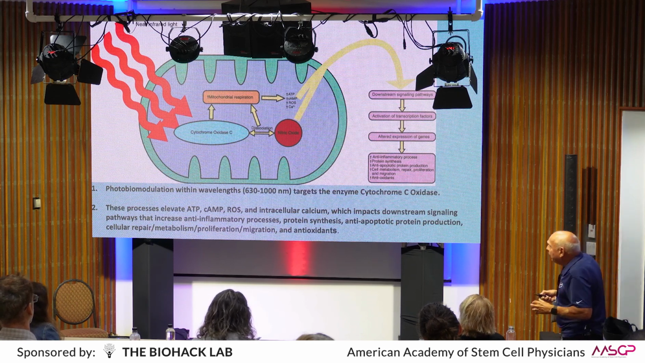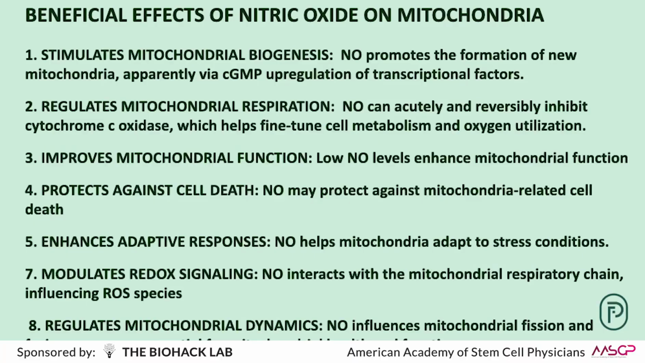So a lot of important things go on there. Okay, now, basically we can see here. So what does nitric oxide do? It promotes mitochondrial growth, fine-tunes respiration, basically mitochondrial function, protects the cells, redox signaling, and controls mitochondrial shape and fusion.